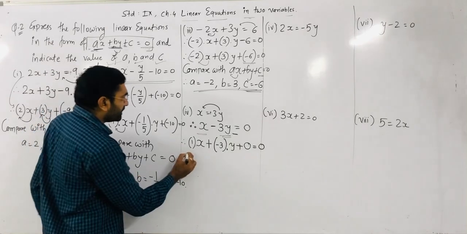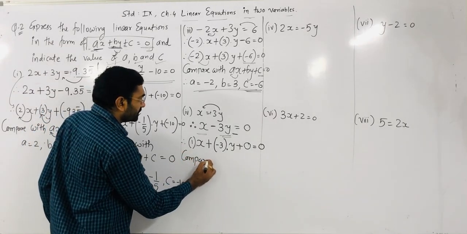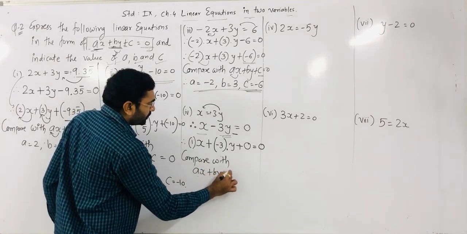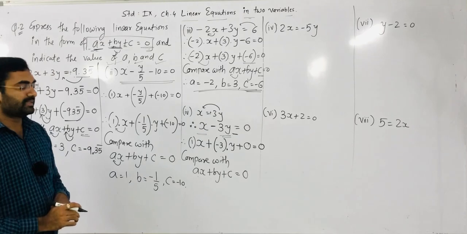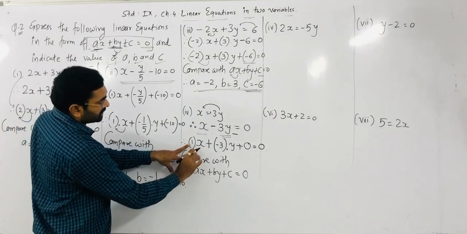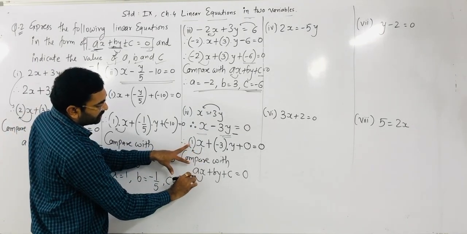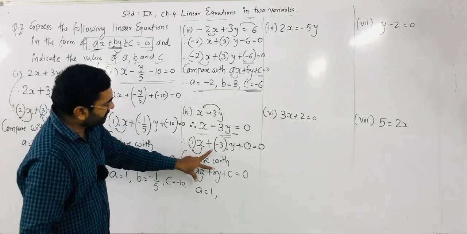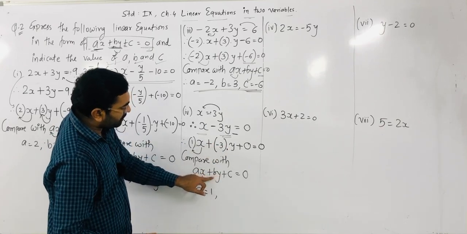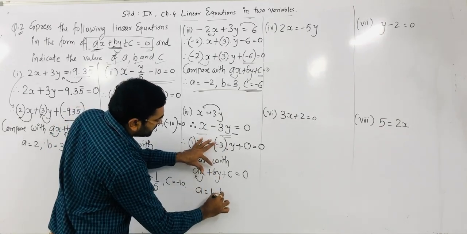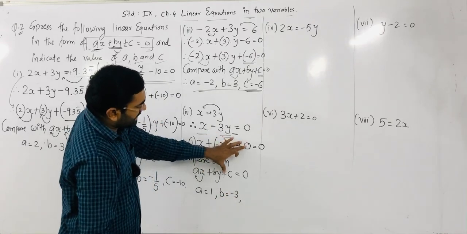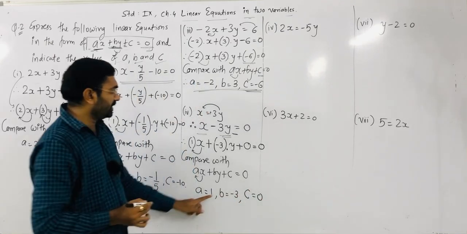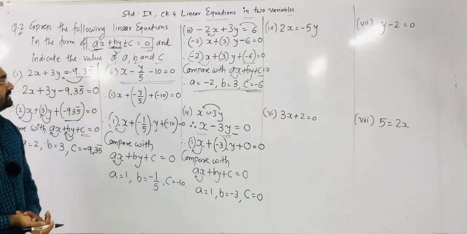Now we have to compare with the general form of our linear equation in two variables, ax plus by plus c is equal to 0. Compare both equations. The x coefficient here is 1, and the x coefficient is a. So we get a is equal to 1. Now compare: the y coefficient is minus 3, and the y coefficient is b. So b is equal to minus 3. And last, c is equal to 0. That way we can get a, b and c.